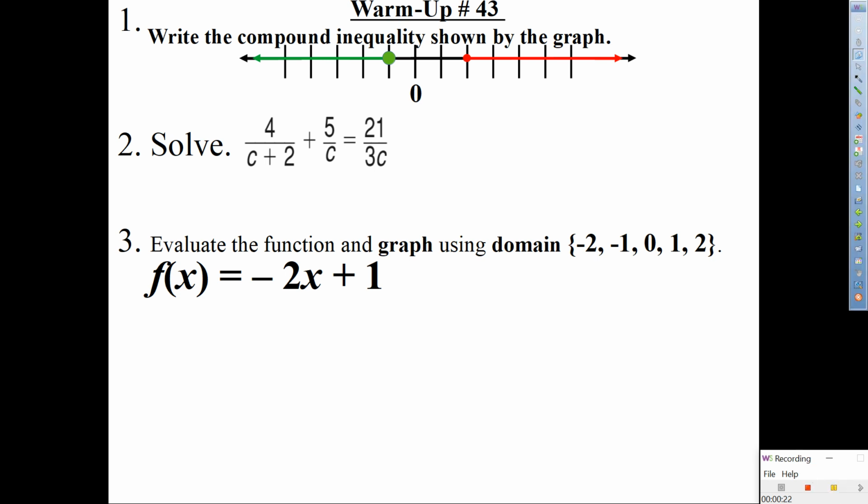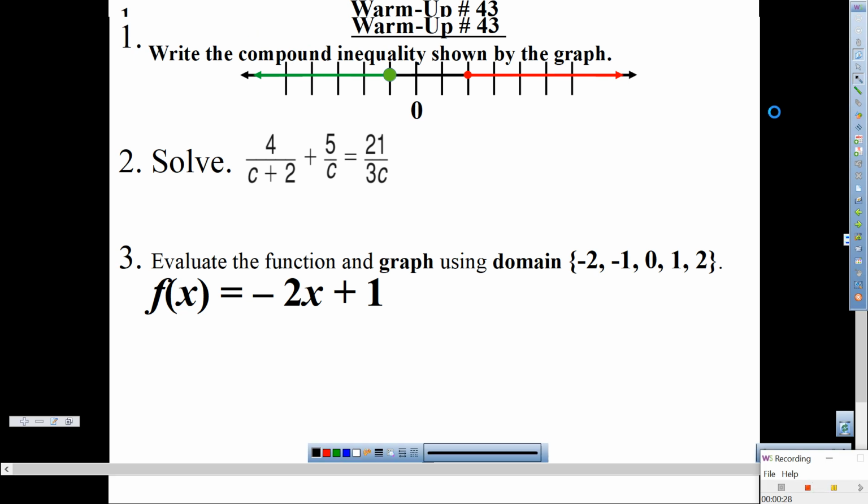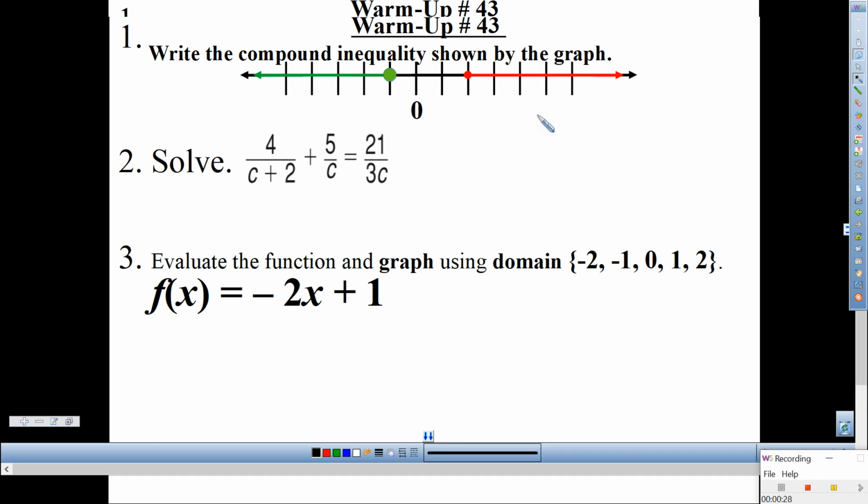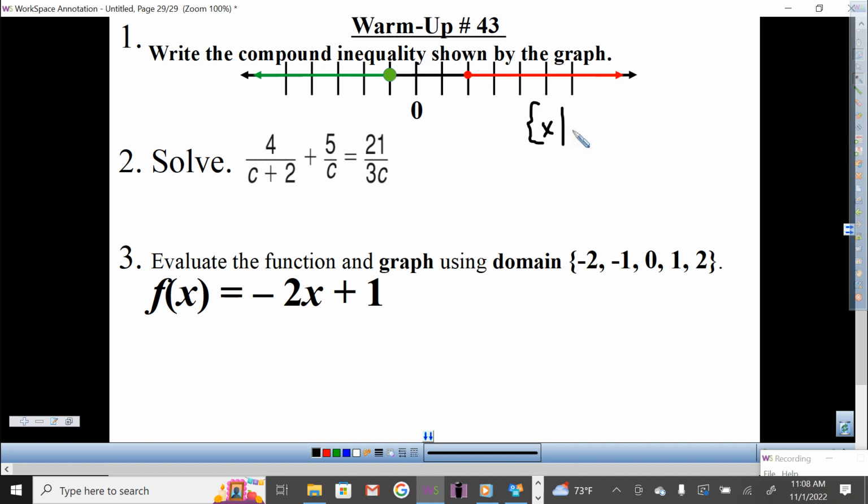All right, here we go. Number one, solution set of x such that x is less than or equal to -1, or 2 is less than or equal to x. Hands up if you got something like that. Okay, good.